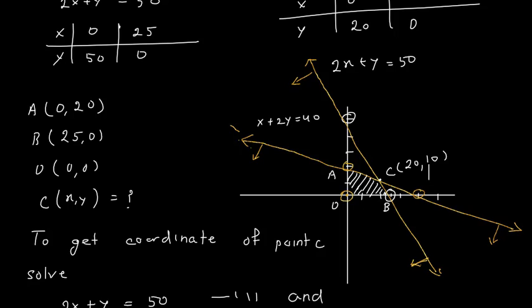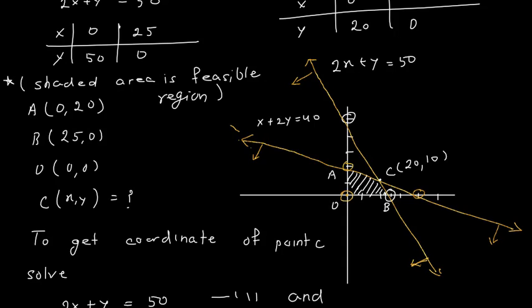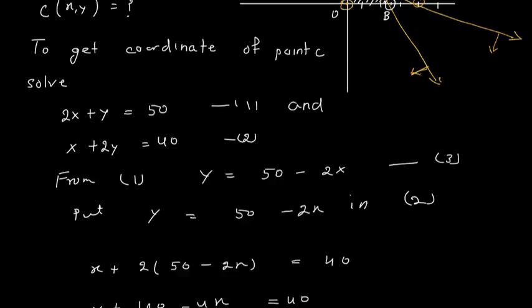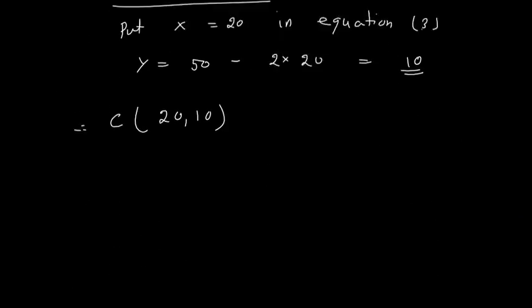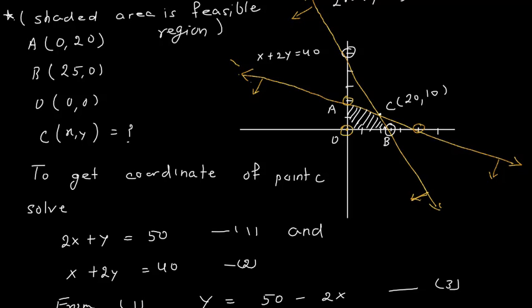Now I have all these points. Here I have written A, B, C, D. Before that you must write: shaded area is the feasible region. What is feasible region? The area where you get the solution. So shaded area is the feasible region. Here I got point C also. So A, O, B and C.